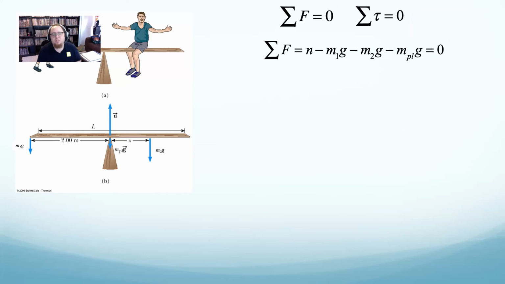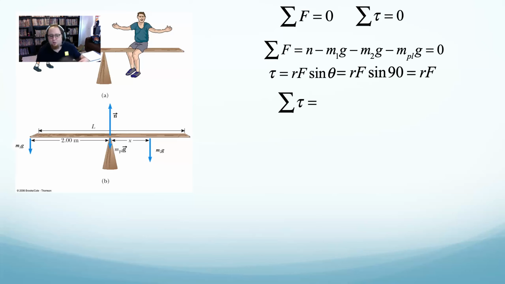But I also know the sum of torques equals zero. And for the sum of torques equals zero, each torque is r F sine theta. Now let's look at our angles. Every single one of these is at 90 degrees because all is flat left and right, and the forces are straight up or straight down. So those cancel out. So I'll just say in this case, torque is rF. And I'll write an equation for each one. I'll say the sum of torques.